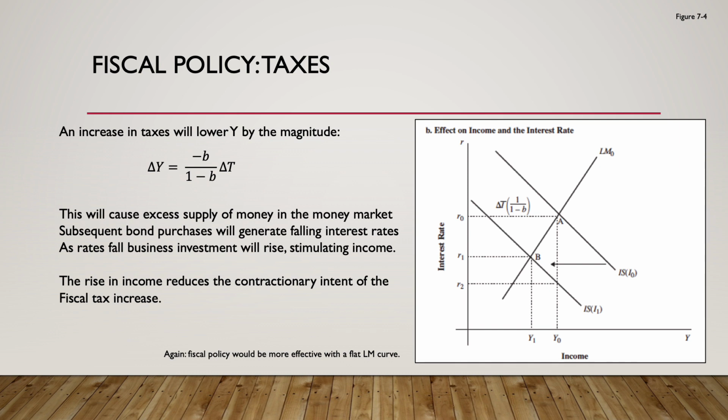And so at R naught, we no longer have equilibrium in the money market. Income has fallen to the point to reduce money demand, and this has caused excess supply of money in the money market. Subsequently, there are bond purchases, and that pushes up bond prices and generates falling interest rates. As the interest rates fall, business investment will start to uptick, and we'll start riding down the IS schedule towards point B at a lower interest rate, R1. This increase in income reduces the contractionary intent of the fiscal policy and has reduced the effectiveness of fiscal policy.